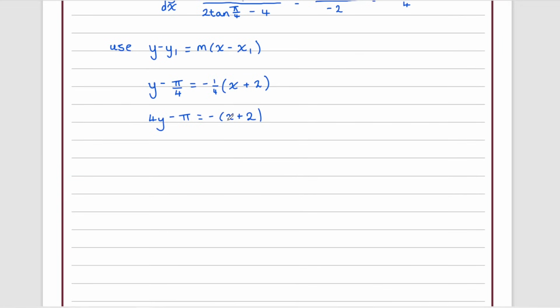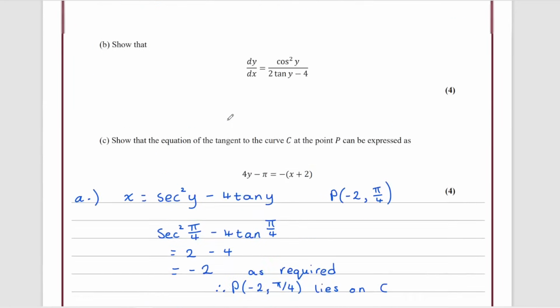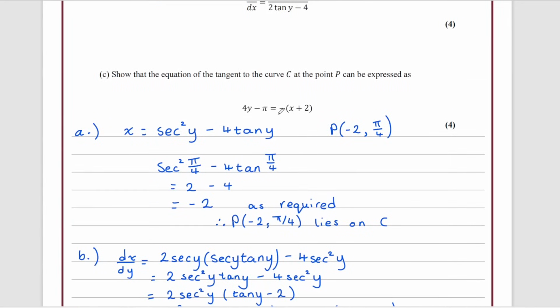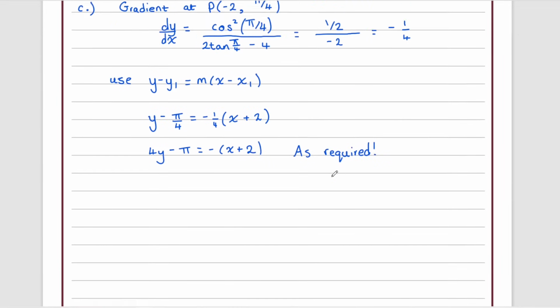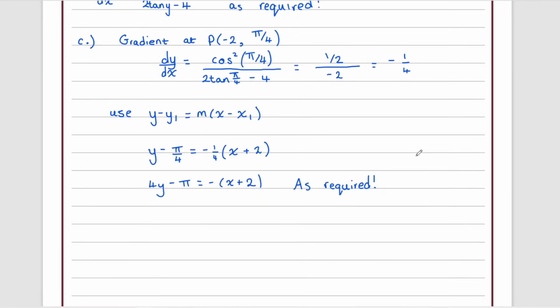Okay. And was that the form we wanted? Let's just double check here. So 4y minus pi is equal to minus x plus 2. Perfect. Exactly as we needed there. So as required. And there we have it. So that gives us the solution there to question 11.